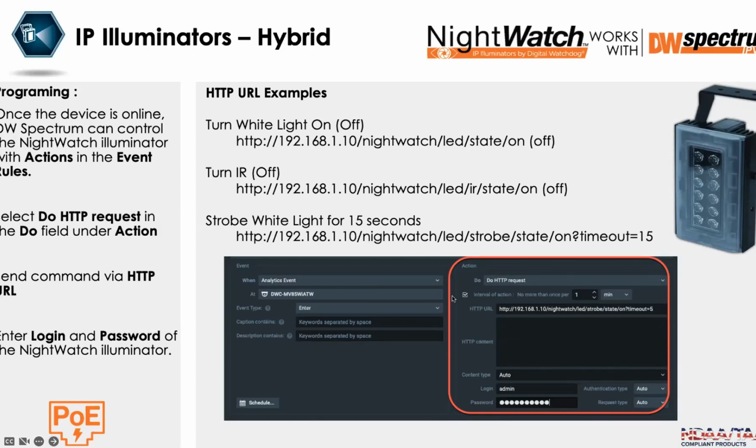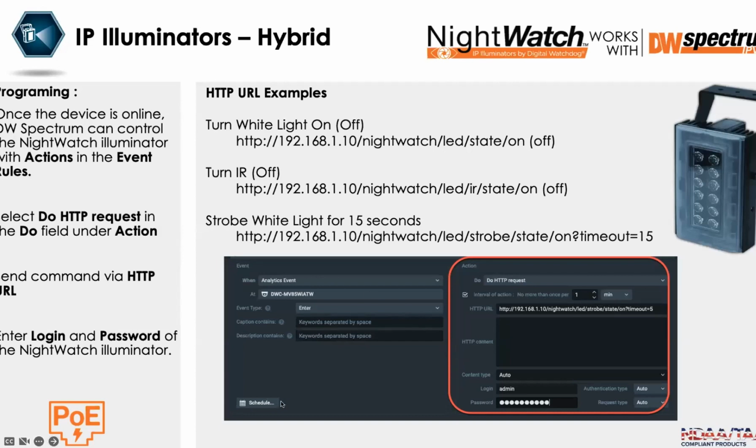As Bobby said, the checkbox here with the interval of action, this is adjustable. You have seconds, minutes, and hours here as an adjustment for this, but it's just basically, it's not going to turn on the strobe again, in this case for a minute. So any other analytic events being received inside of Spectrum aren't going to trigger that action. But again, you have full control of the interval of action.